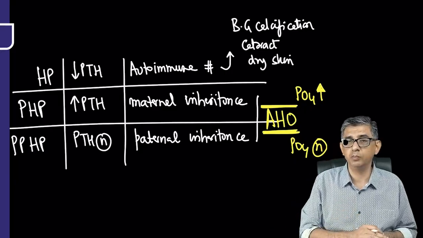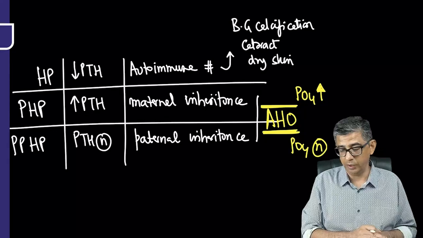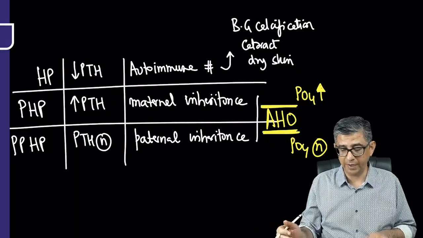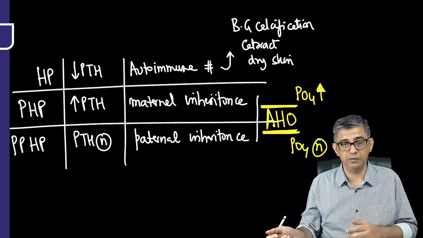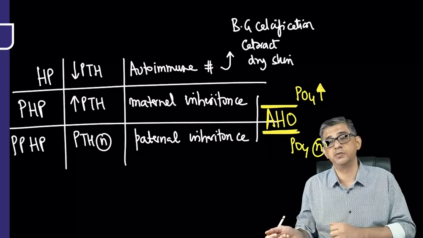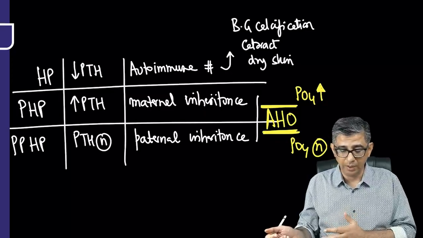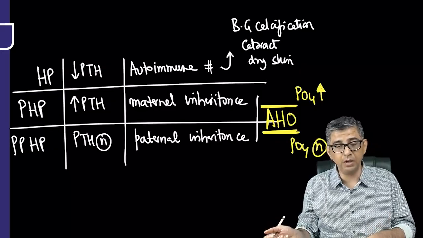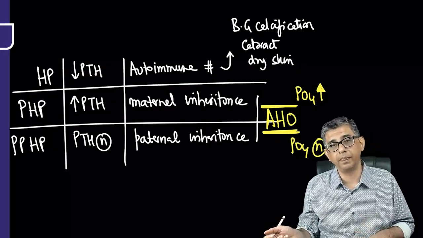PHP and PPHP will mostly be in kids, and there would be features of AHO given, knuckle dimple sign would be given. If you find inheritance given, great. Otherwise, hormone issues would help you. If not hormone issues, then it is going to be phosphate values that would come to your aid. At least remember, for PHP, phosphate values are elevated. The report of HP and PHP would be identical.